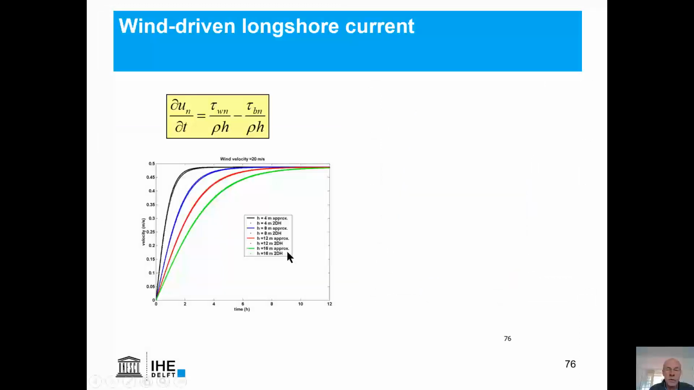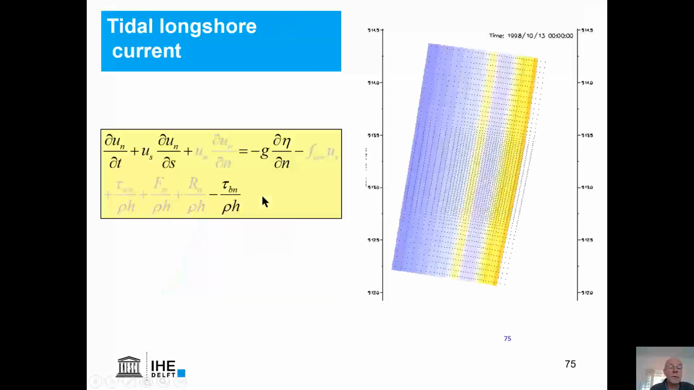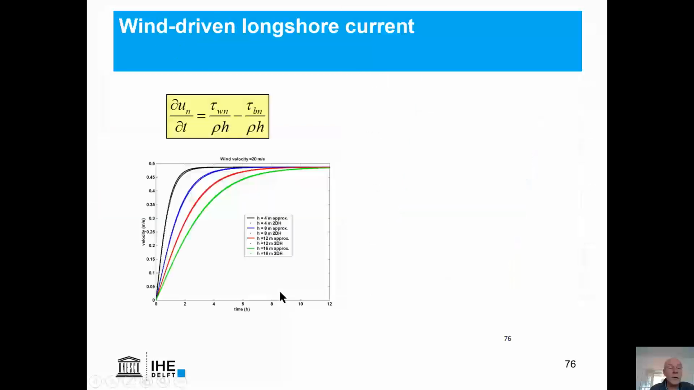Now, another important forcing is the wind. In the coastal systems lectures, we've gone over the wind-driven longshore current. It's very easy to understand: in the same shallow water equations, we can select just three terms: the inertia term, the wind shear stress, and the bed shear stress. In the beginning there's no bed shear stress yet because the velocities are small, and then you have a sort of linear increase of the velocity with the wind shear stress.